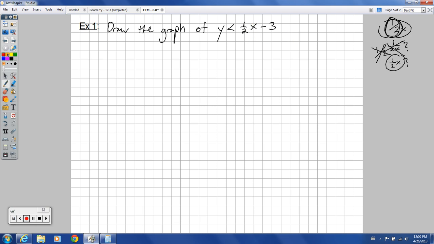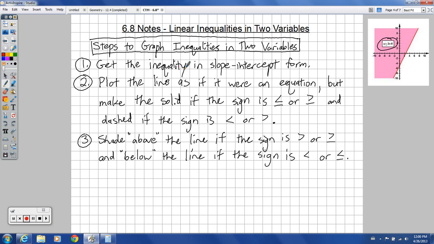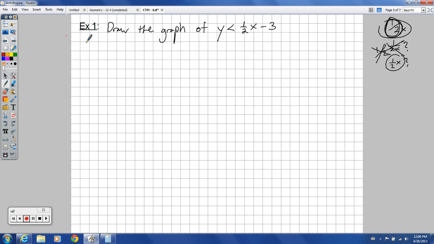And this, let's look at step 1. Get the inequality in slope-intercept form. Now look at this, and it's already in slope-intercept form. So I do not need to do anything for step 1. I'm going to write that it's already in slope-intercept form. So beautiful. Step 1's done. I didn't even do anything.